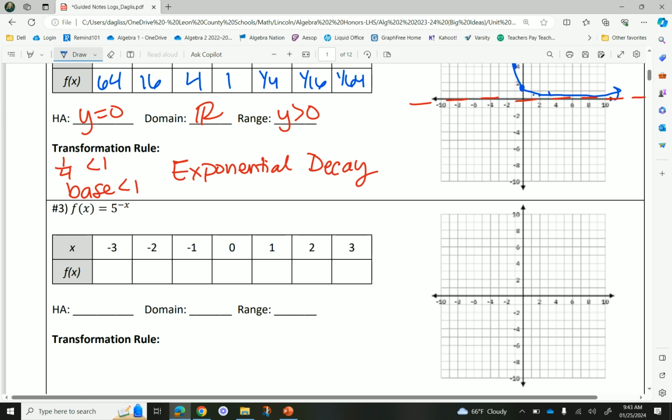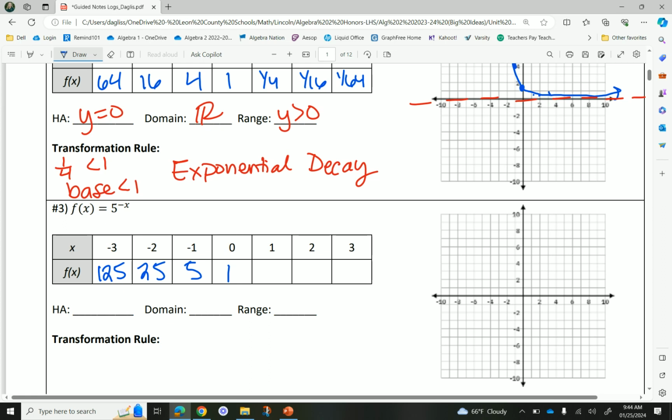5 raised to the -3 gives us 125. There you go. Riley, what's -2? 5 to the negative negative 2. 25. Good. Shloke, how about negative 1? 5. Bree, how about 0? 1. Yep, anything to the power of 0, whether it's negative 0 or not, is still just a 1.